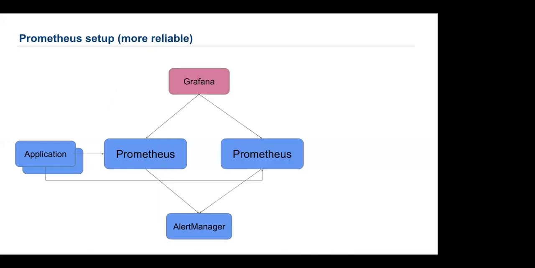This is the other one which I talked about. If you want to be reliable, just point 2 Prometheus instances to your application, and you can have Grafana point to one, and then manually move it to the other one if there is a failure, or use a load balancer. Then you can have Alert Manager point to both, and Alert Manager does the deduping for you.